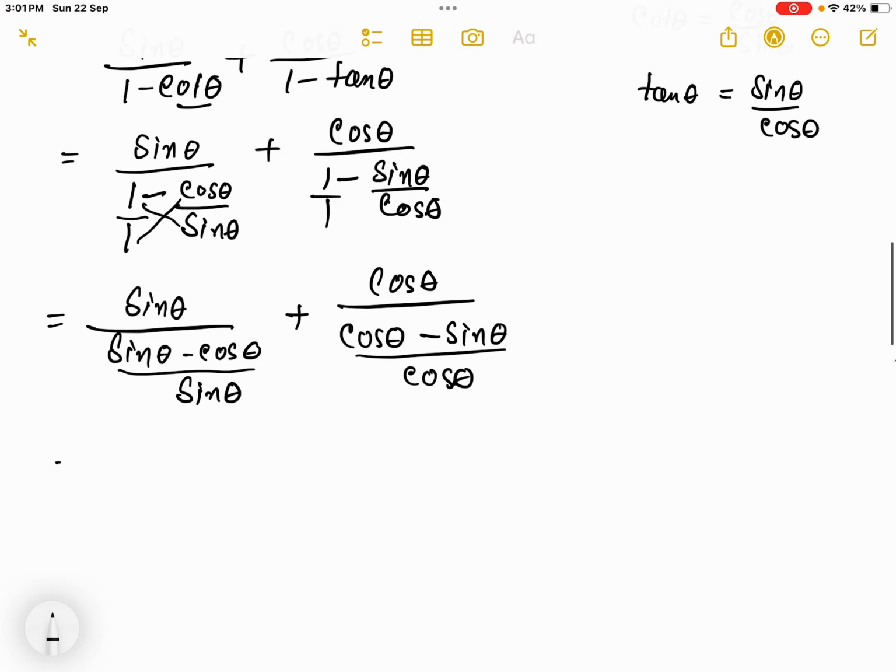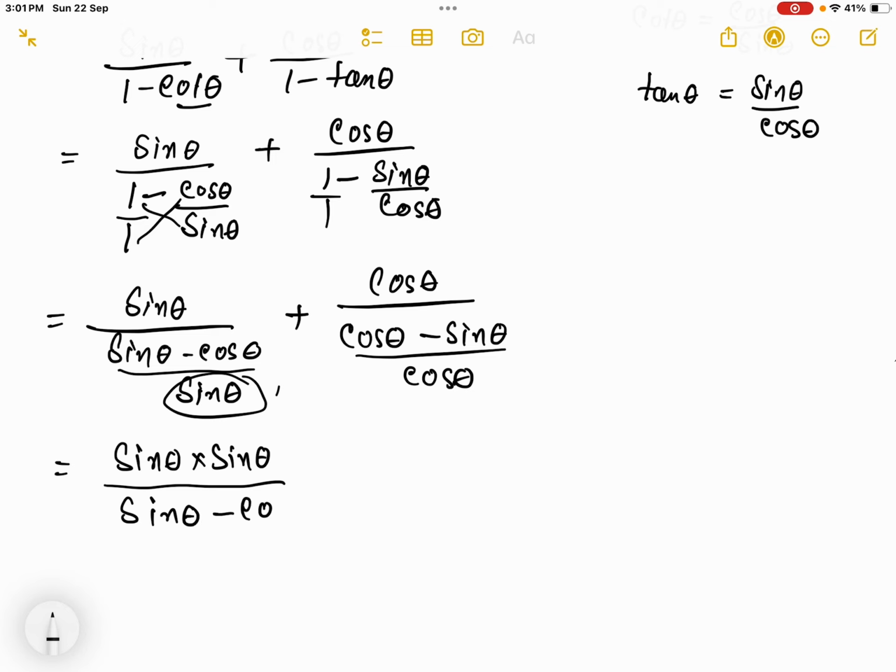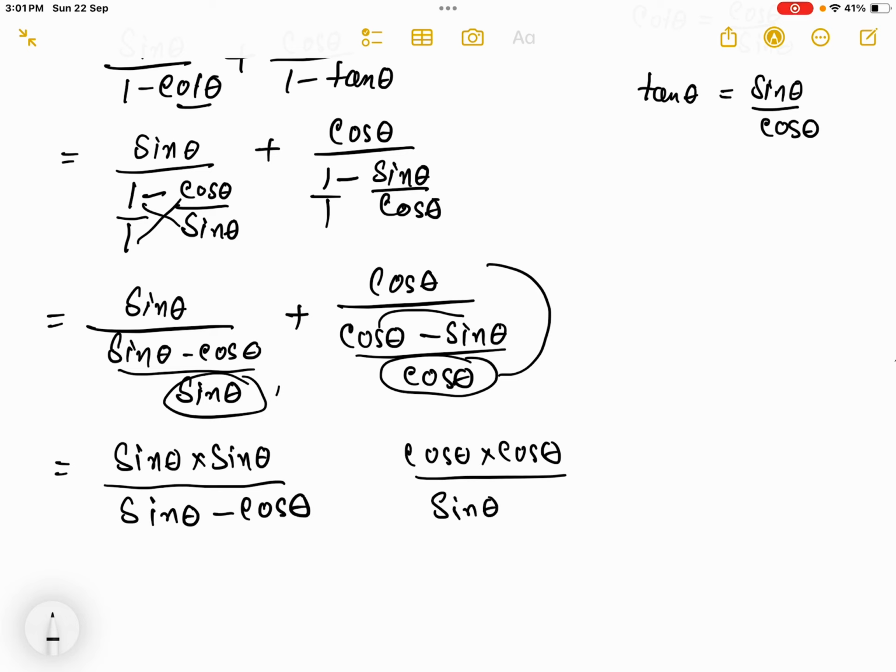So then after, you know what I will do. The sine theta will flip and go in the numerator. It will become sine theta times sine theta whole divided by sine theta minus cos theta. So no problem with this. Now this cos theta will go in the numerator. It will become cos theta times cos theta. But in the denominator, since I have cos theta minus sin theta, I will write sin theta minus cos theta.